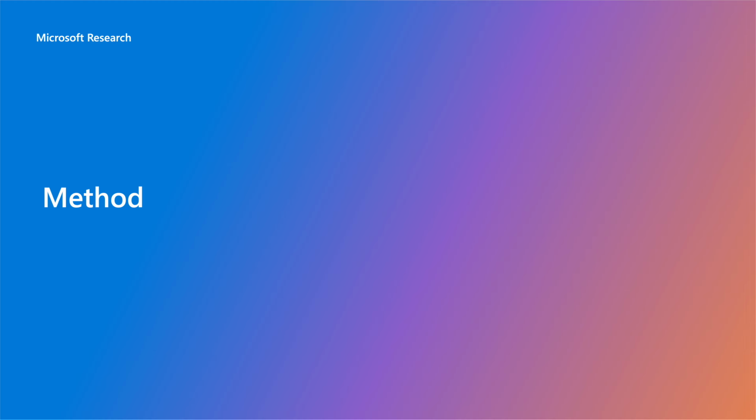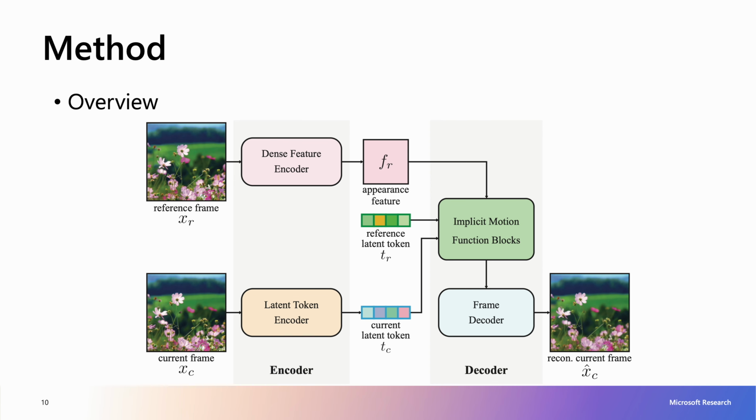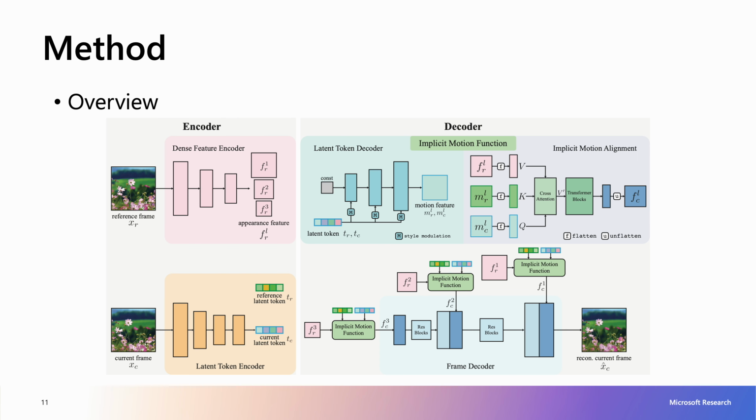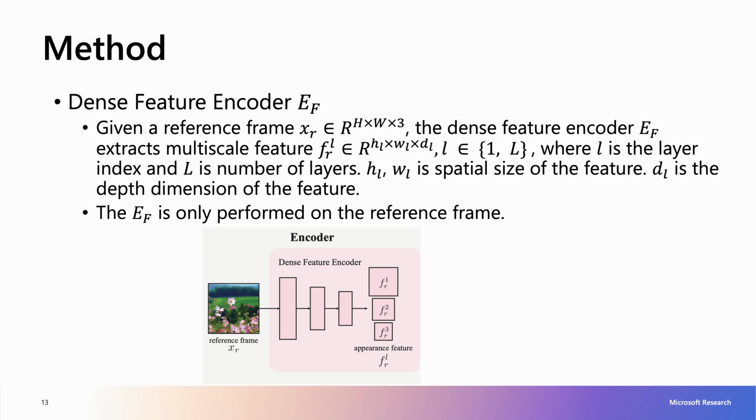Next, let's talk about the method. Here's the overview of our method, which is encoder-decoder style. The encoder contains the dense feature encoder, EF, and the latent token encoder, ET. The decoder is composed of several implicit motion function, IMF blocks, and the frame decoder, DF. Given a reference frame XR, the dense feature encoder, EF, extracts multiscale feature FR.